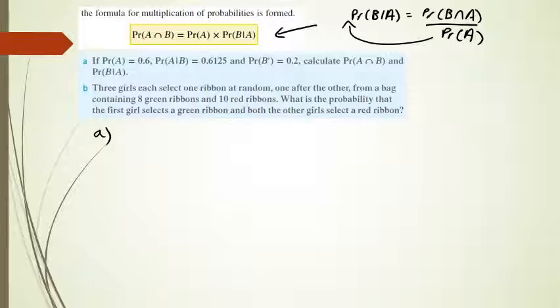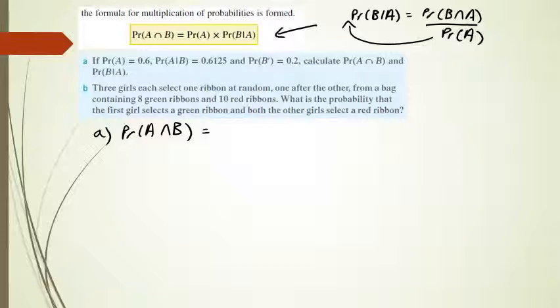The probability of A is equal to 0.6. A given B is 0.6125. B complement is 0.2. We want the probability of A intersection B and the probability of B given A. So let's follow the order of what we need to work out. Let's work out probability of A intersection B.